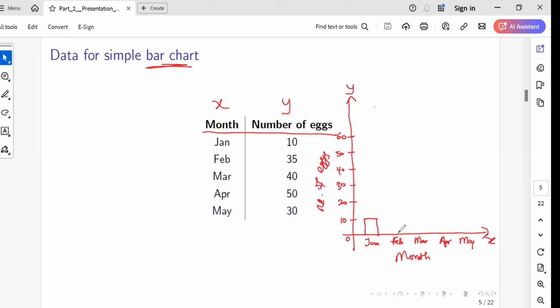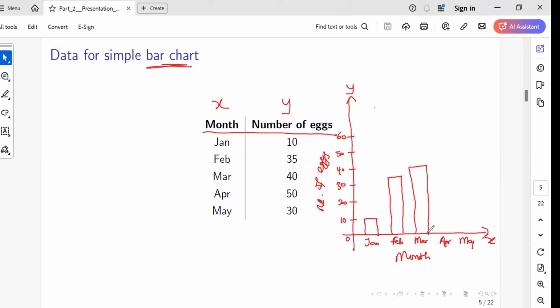February has 35 eggs. So I'll start from the left all the way up to 35, which is somewhere here. Come right, and then all the way down. This is February. Now for March, there were 40 eggs. So we start again all the way up to 40, right, and then down. I'm sketching, so of course I don't have straight lines, but once you are using a graph or you're drawing in Excel, you have very straight lines.